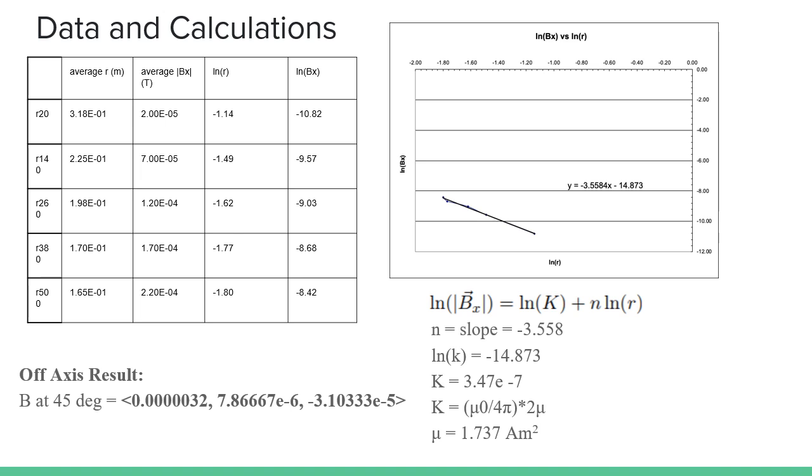Then on the left side here, we have our off-axis results. We got the off-axis result to be 0.000032 in the x direction, 7.866 times 10 to the negative 6 in the y direction, and negative 3.1 times 10 to the negative 5th in the z direction at this 45 degrees point.